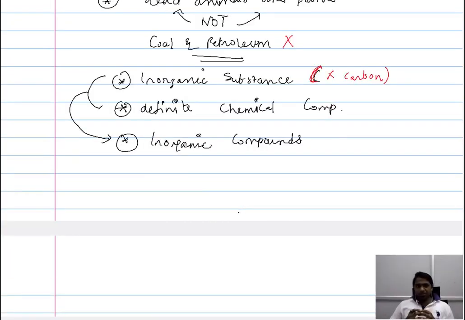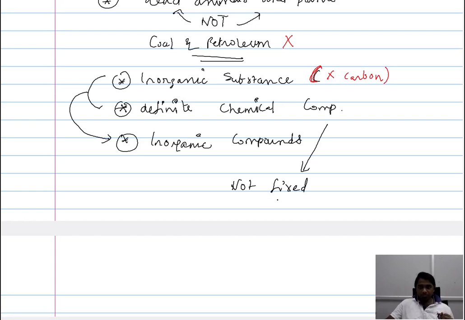Now, one aspect of this chemical composition, or referring to minerals as an inorganic compound, we need to understand that even though the chemical composition is definite, it is well defined, it is also not a constant one. It is also not a fixed one.